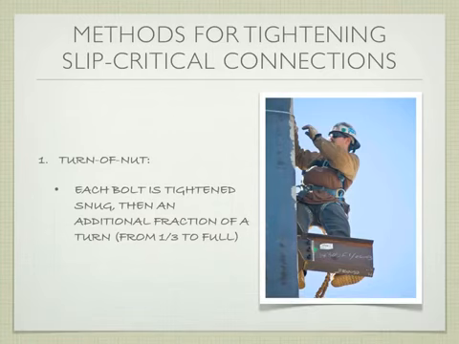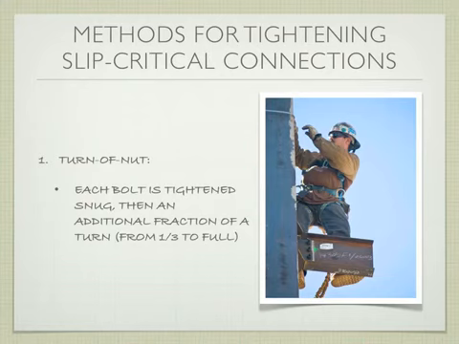The first strategy is called the turn of the nut method. This is kind of the simplest form. The idea here is that you tighten up the bolt, you keep tightening until it's snug, and then you turn that bolt as much as, or as little as, a third of a turn, all the way to 1 full revolution. That extra bit of tightening allows the bolt to get up to 70% of its tensile strength.